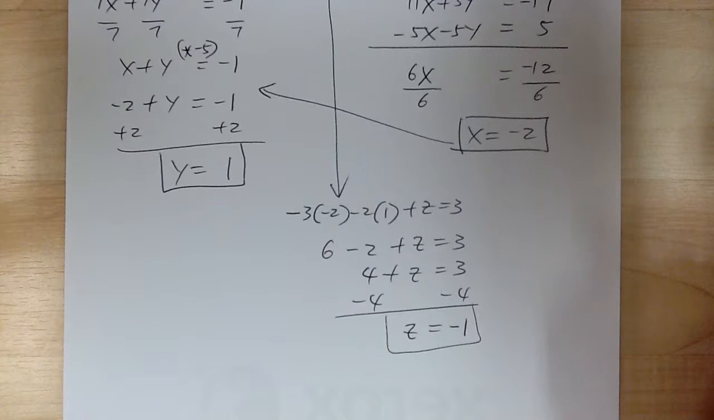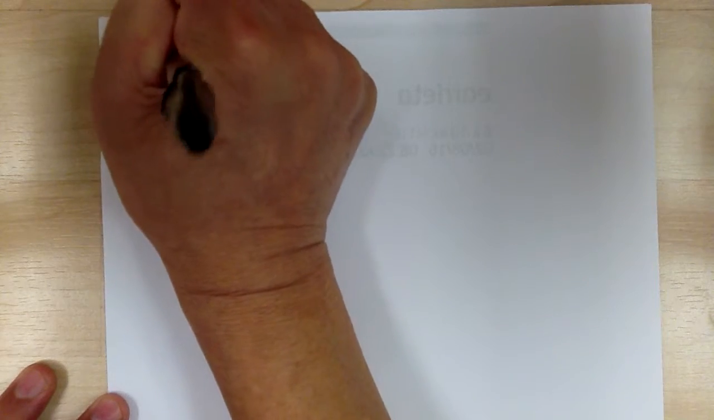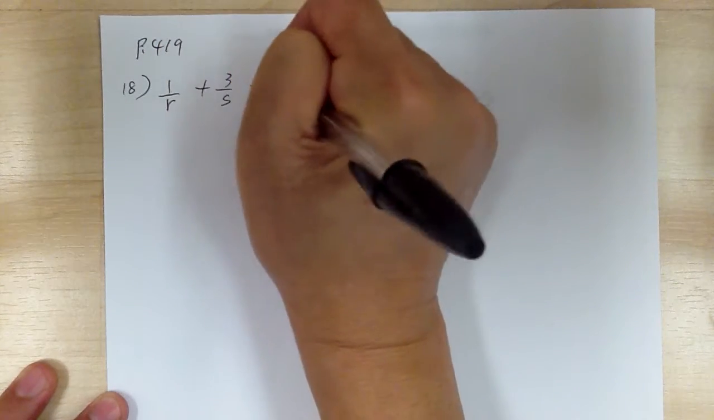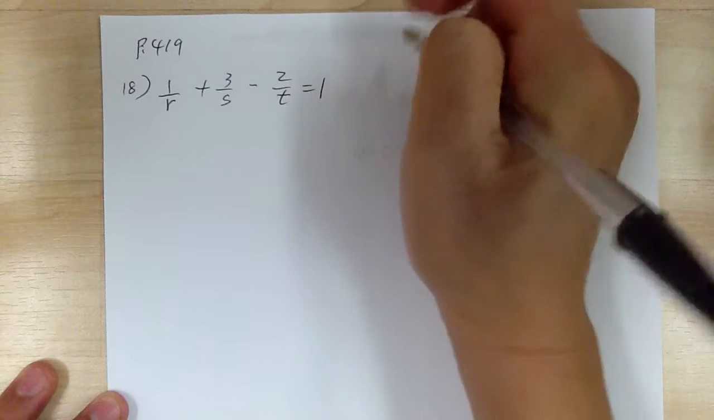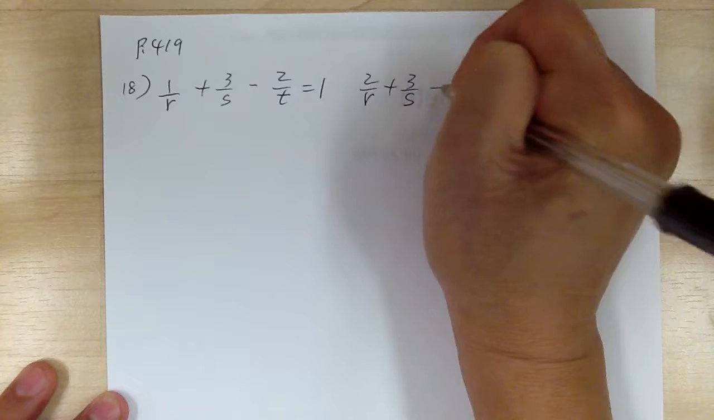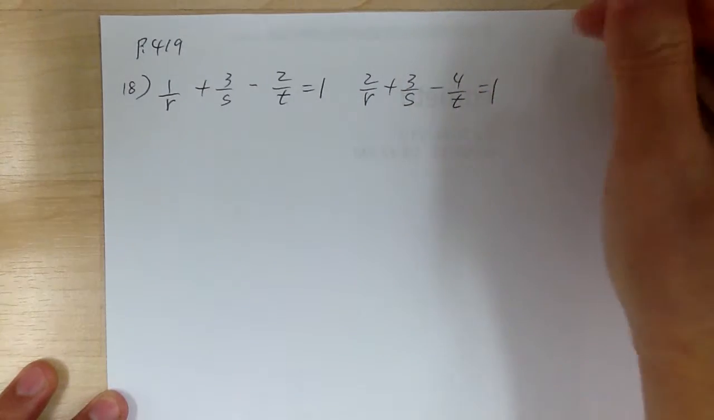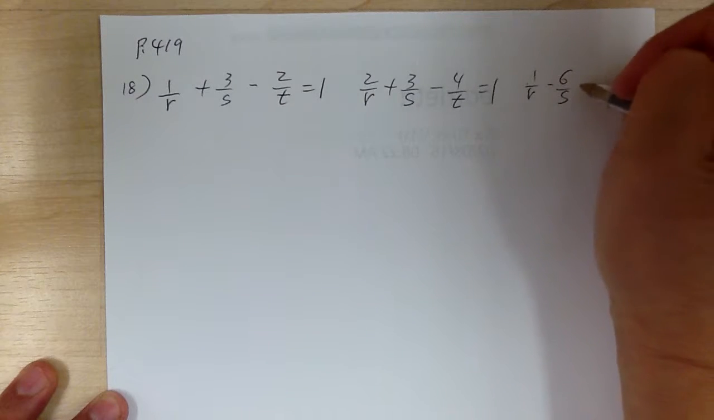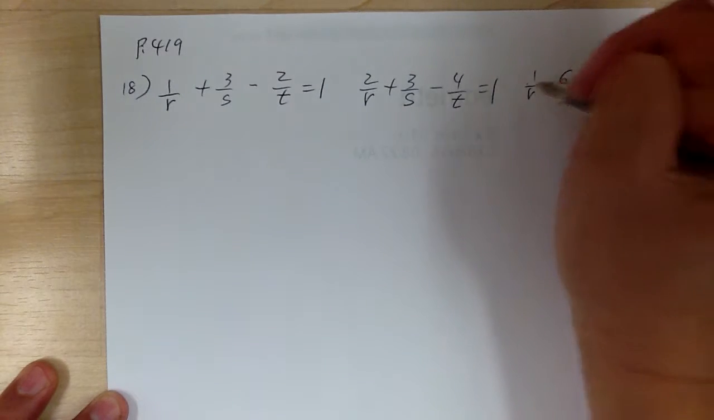Okay, so when you get to something like number 18, okay, you have 1 over r plus 3 over s minus 2 over t equal to 1. And then you have 2 over r plus 3 over s minus 4 over t equal to 1. And then you have 1 over r minus 6 over s minus 6 over t equal to 0.